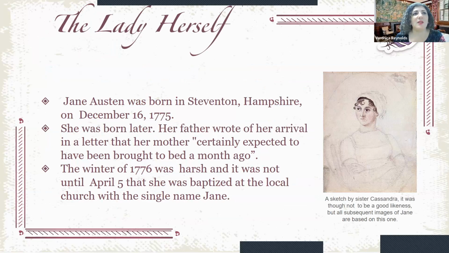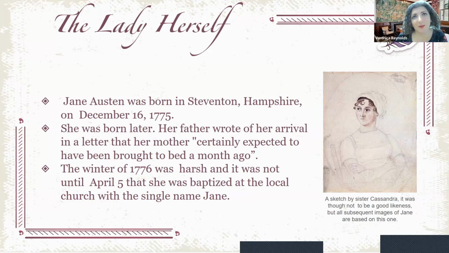So Jane is born in Steventon on December 16th, 1775. She was born late. Her father wrote of her arrival in a letter that her mother certainly expected to be brought to bed a month ago. Who knows how good they were at estimating these things at the time. The winter was really, really harsh, so she's not baptized until April 5th, and that is when she is given the single name of Jane. She does not have a middle name.